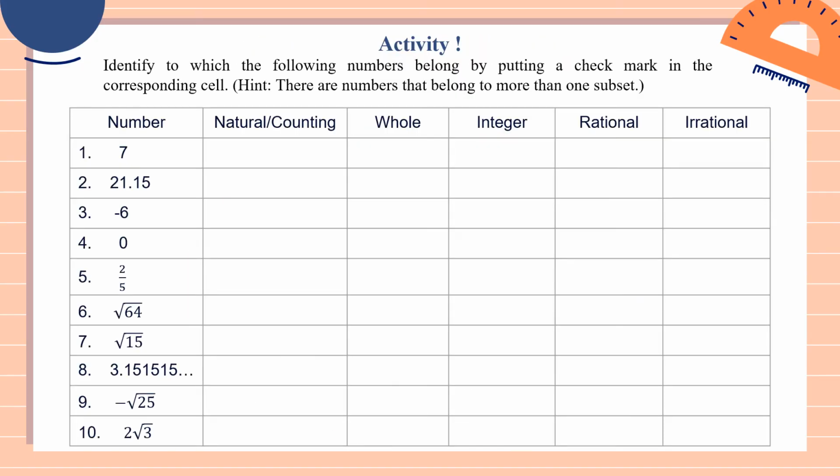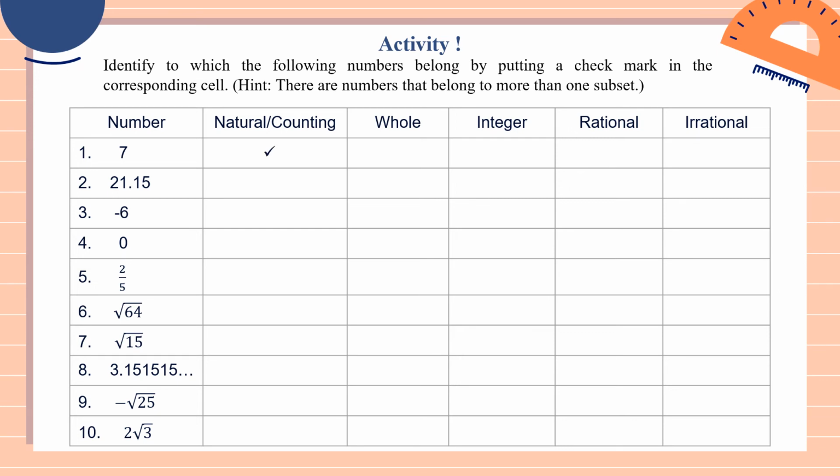Alright, so let's proceed now to our activity. Given numbers, number 1, 7. Is 7 a natural or counting number? Yup, 7 is a counting number. Once again, class, for counting numbers or natural numbers, you start at 1 and then all positive numbers. So that would be a big check.